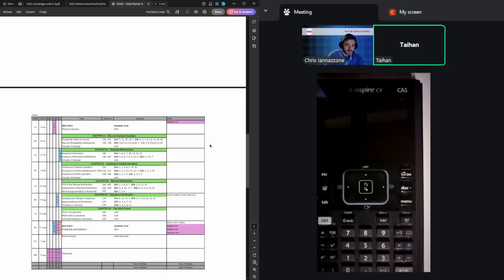Is there a lot of overlap between calc and prob? Yeah, calc and prob continuous probability, 100%. Normal distribution section, like 50%. That's it.